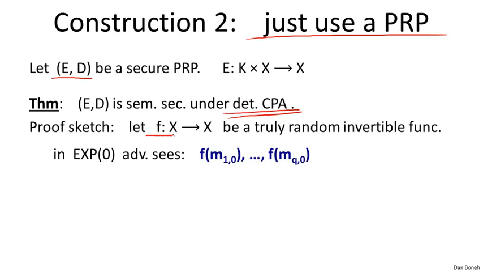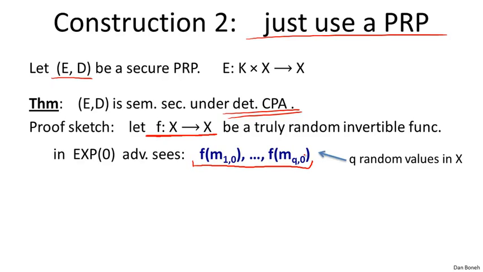So suppose f is a truly random invertible function from X to X. Remember, a PRP is indistinguishable from a truly random invertible function, so let's pretend that we actually have a truly random invertible function. Now in experiment 0, the attacker submits a bunch of messages, the messages on the left, and what he's going to see is the evaluation of f on those messages. In the deterministic CPA game, all these messages are distinct, and so all he's going to get back are just q distinct random values in X.